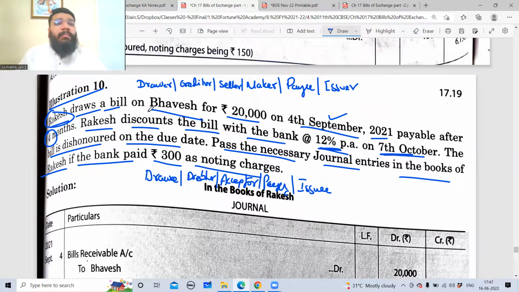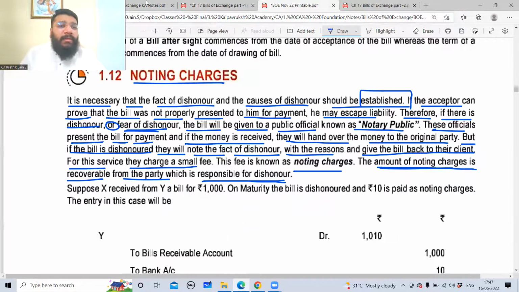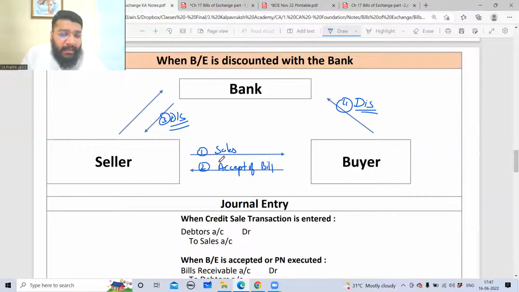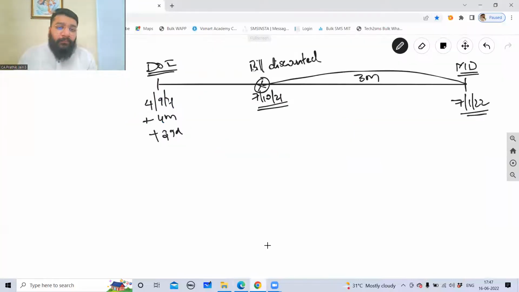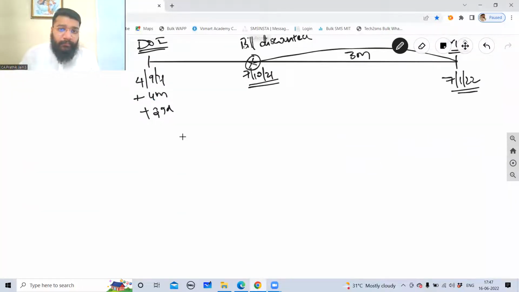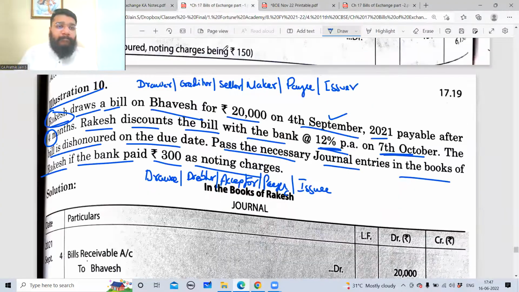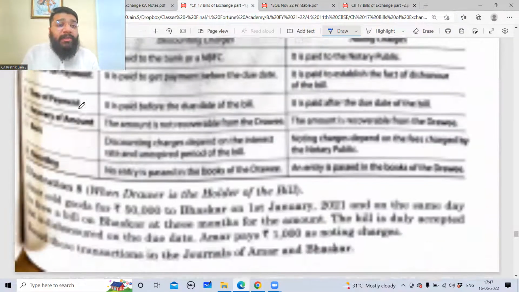Rakesh draws a bill on Bhavesh, guys. So if you look, the information starts directly from the second point. There is no information on sales. So can I say the sale entry is already recorded, but the date is not mentioned, so we are ignoring it as of now. But already in the book, sale is recorded. So what is the sale entry? We are not recording it. What I'm recording is only for knowledge. In exam, you will not record a sale entry because the starting point says that Rakesh draws a bill.